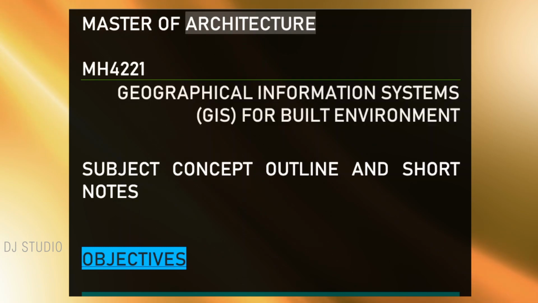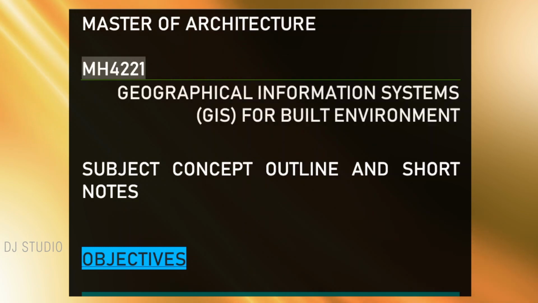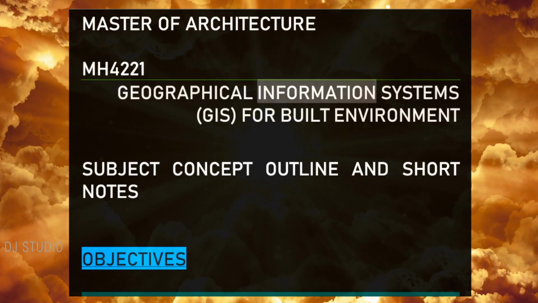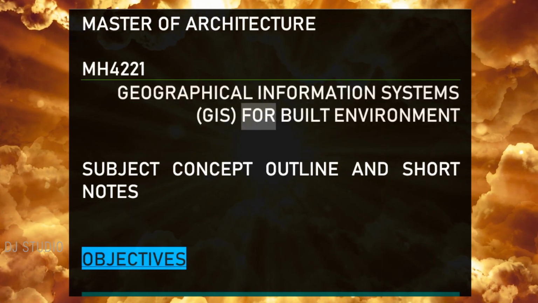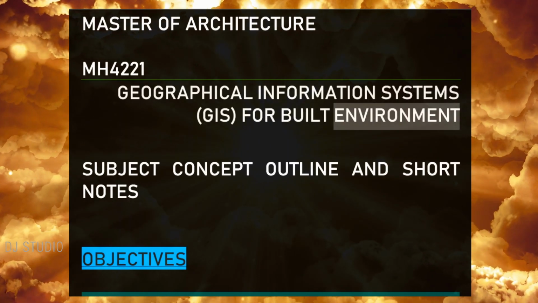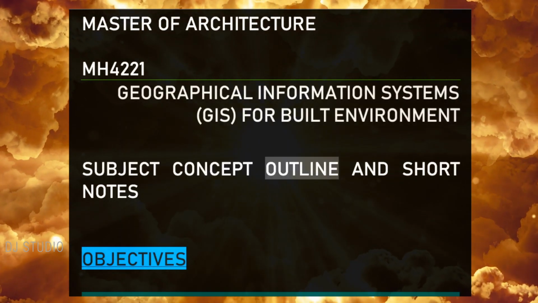Master of Architecture. MH4221. Geographical Information Systems, GIS, for built environment. Subject, concept outline and short notes.